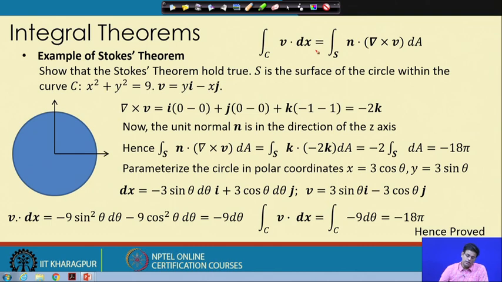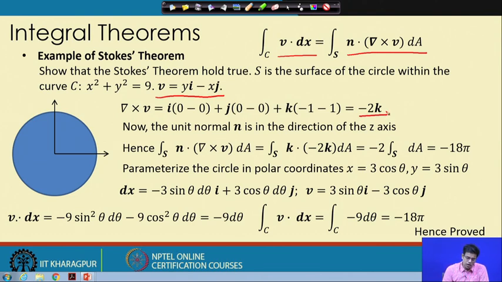So, this vector is yi xj, right. Now if you remember what is the Stokes theorem for this case, which is v dot dx is n dot del cross v. Now, first we find out del cross v, which is, we know the del operator or the nabla operator, which is the determinant. So, if you compute the determinant, it comes minus 2k.